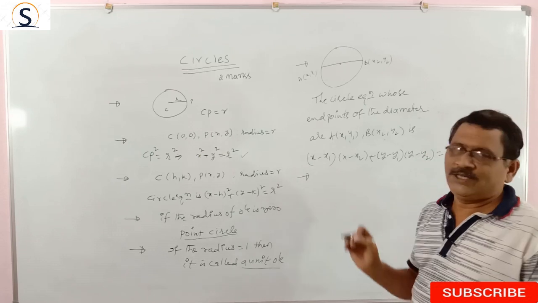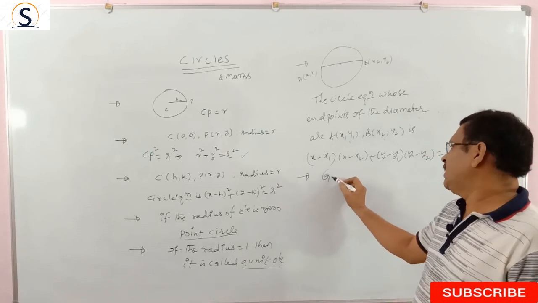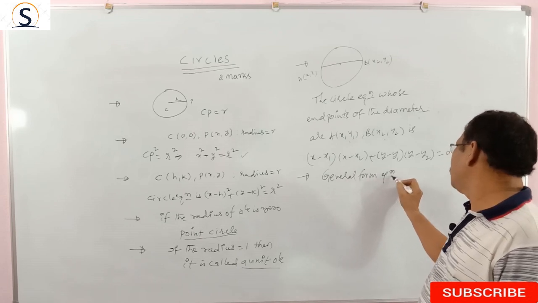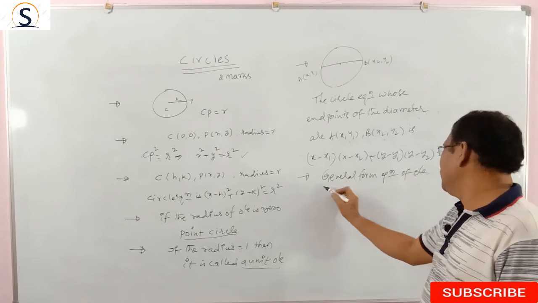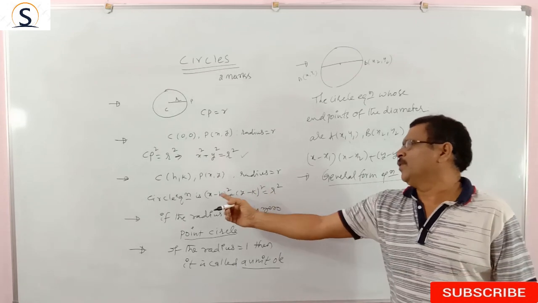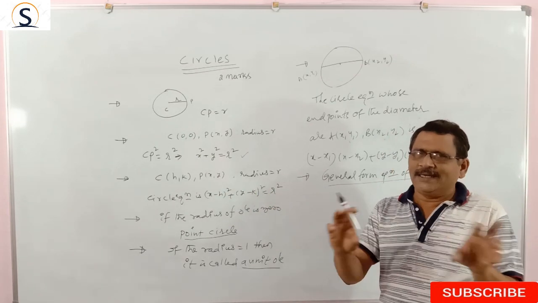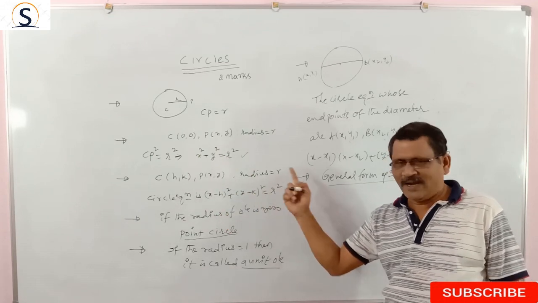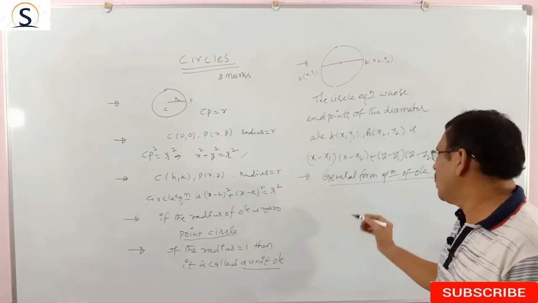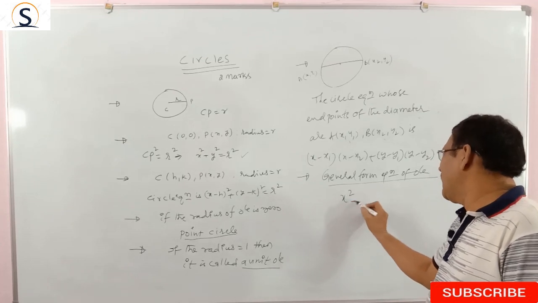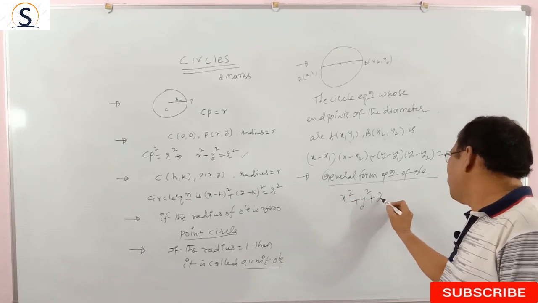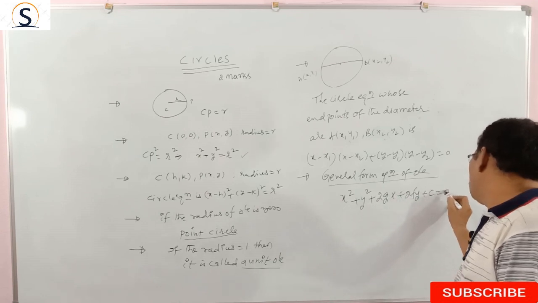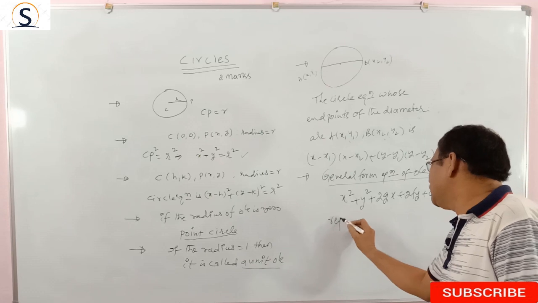Now, we'll discuss the general form equation of the circle. General form means if you expand this, you get a form having an x square term, y square term, x term, y term and a constant term. This is what I'll call x square plus y square plus 2gx plus 2fy plus c is equal to 0, which represents a circle.